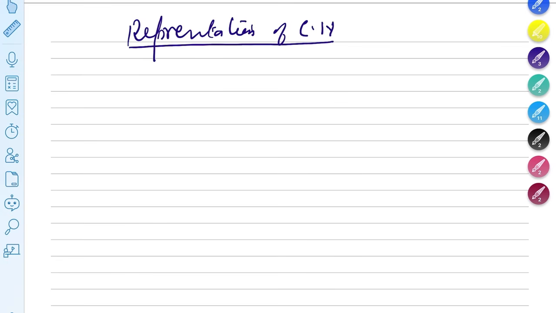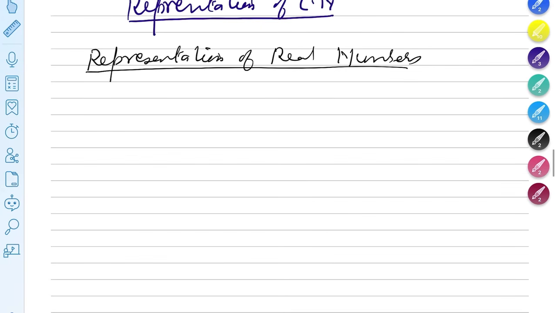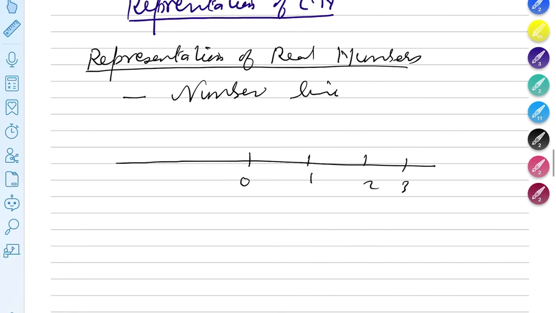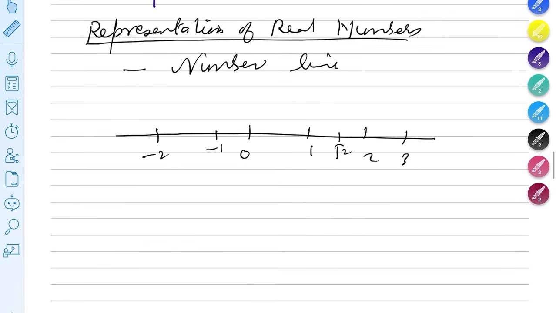Before seeing the representation of a complex number, you should know how real numbers are represented. Basically, they are represented on a number line. Let's say we have 0, 1, 2, 3, and so on. Root 2 is somewhere here, or minus 1, minus 2. So any real number can be represented on a number line.